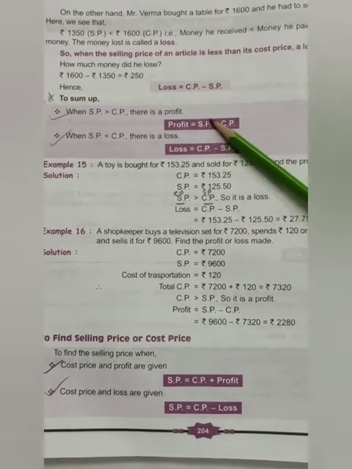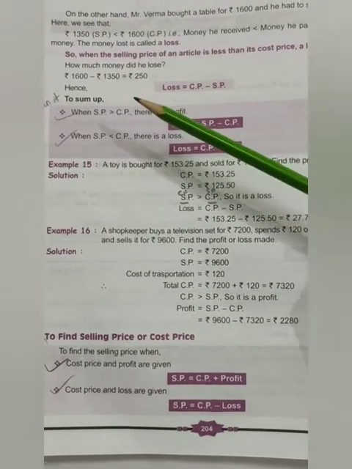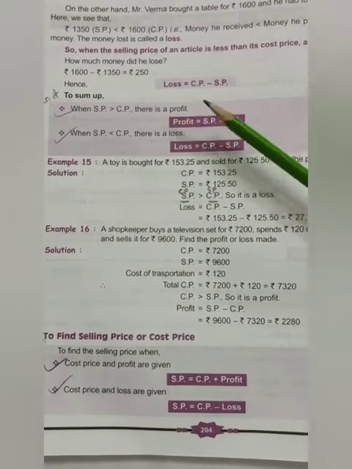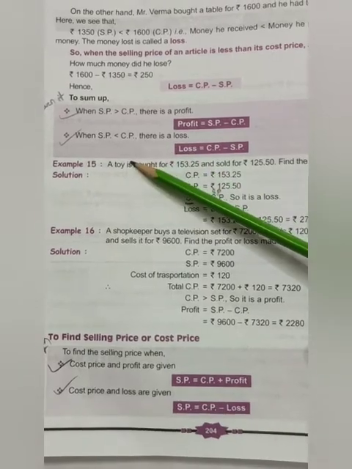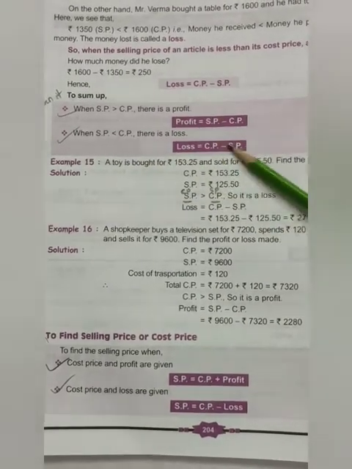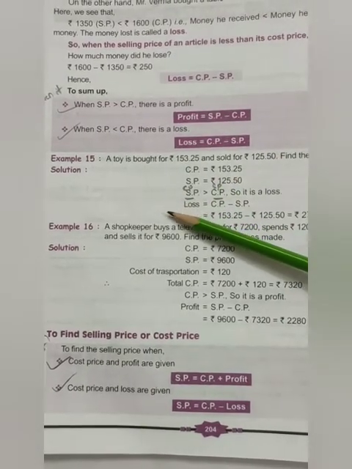Okay. So in this table, two formulas are given. When selling price is greater than cost price, there is a profit. And when selling price is less than cost price, there is a loss. You remember this formula. Then comes example 15.